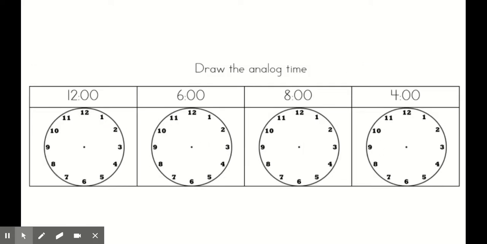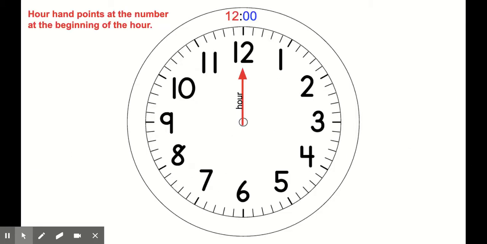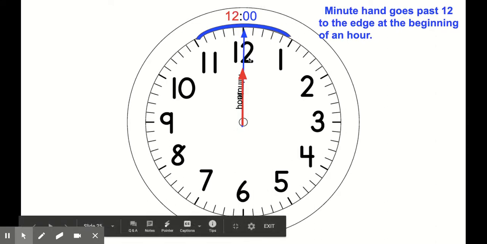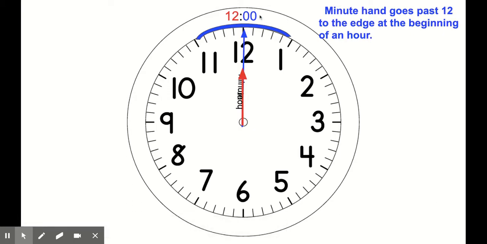So here's some more clocks for you to label. It says to draw the analog time. Of course, you start out, if it's 12, by drawing an hour hand pointing at the number. Notice it's pointing at the number. At the beginning of the hour, the hand is pointing straight at that number. Then your minute hand at the top of the hour goes straight up because that's 00. That's the beginning before you start moving the hands around the clock and calculating the minutes. At 12 o'clock, that minute hand points straight up.